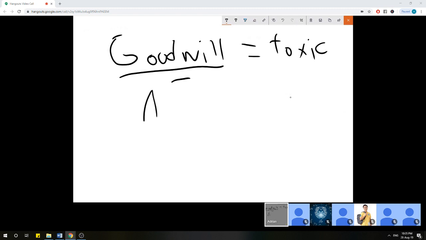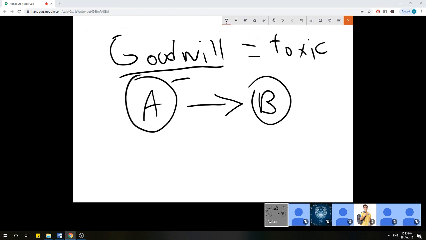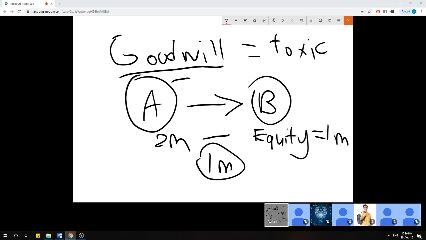Goodwill is when company A buys company B. Because normally, in terms of accounting, we buy based on the equity value, meaning the company's book value. If the company's equity is 1 million, but A uses 2 million to buy over the company, then 2 minus 1, there is another 1 million left. When you buy over this company, its entire balance sheet will be consolidated with A's balance sheet. But there is an extra 1 million you cannot put anywhere. So this 1 million you have to put as goodwill.